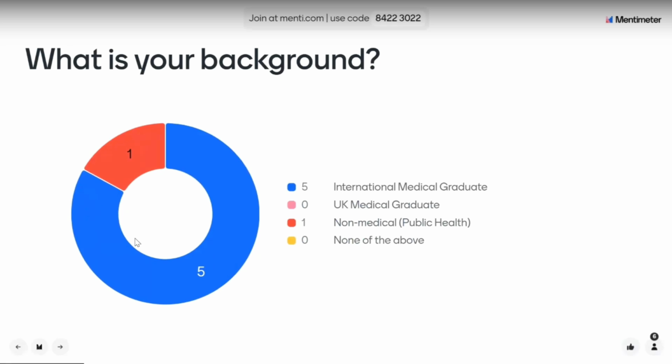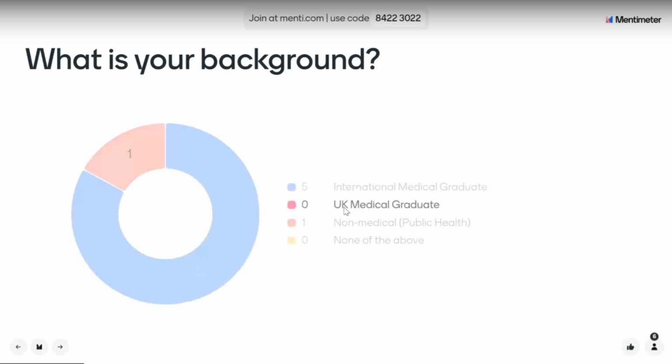Okay, fantastic. So mostly medical graduates and one non-medical graduate. It's fine. Anyways, I'll be talking to both sides of the application process. Because I'm a medic by background, I'll probably know more about the medical routes. But if there are questions I'm not able to answer in terms of the non-medical routes, I might be able to signpost you to where to check or who to ask. Okay, thank you very much.